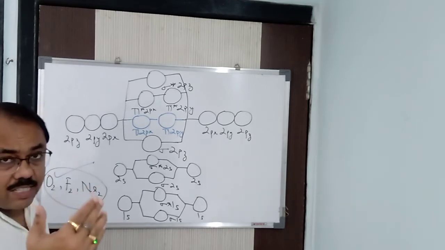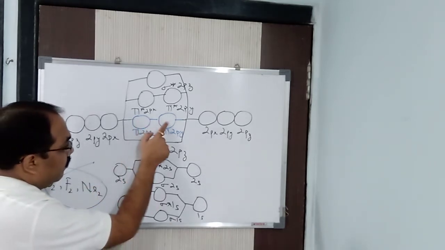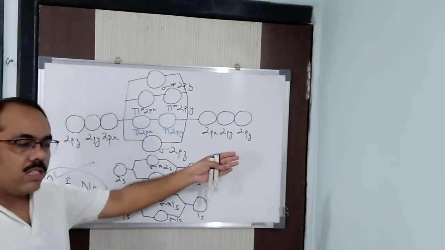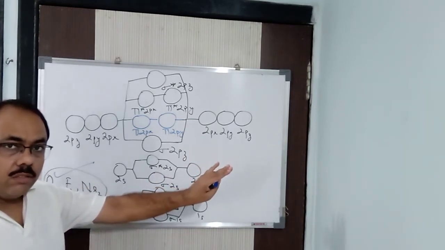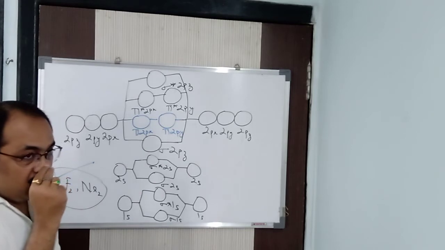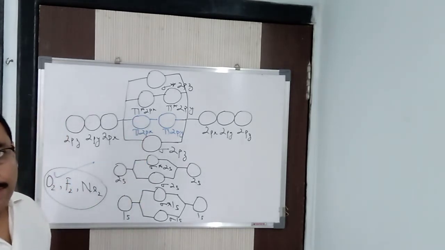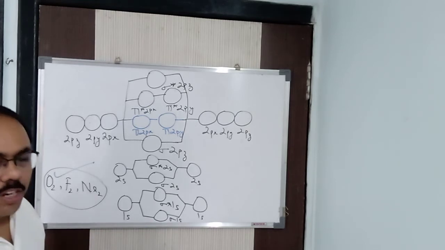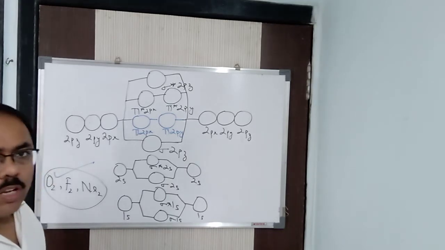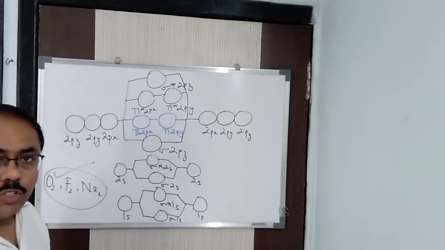In the previous case I said the difference was small, so to prevent the interactions, this came first, then this. But here the difference is quite large, so there is no chance of interaction between sigma 2s and sigma 2pz. Hence, for that particular reason, sigma 2pz is filled first compared to pi 2px and pi 2py. Got it? So this you need to remember, and this is the difference between the general molecular orbital diagram for oxygen, fluorine and neon, and any other molecule.